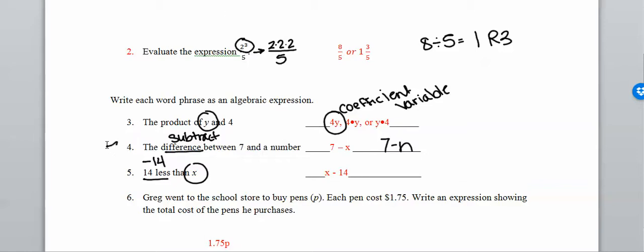So these two are very different from each other. 14 less means take it afterwards, and just finding the difference between two numbers means you start with whatever number they tell you and you take the other number away.